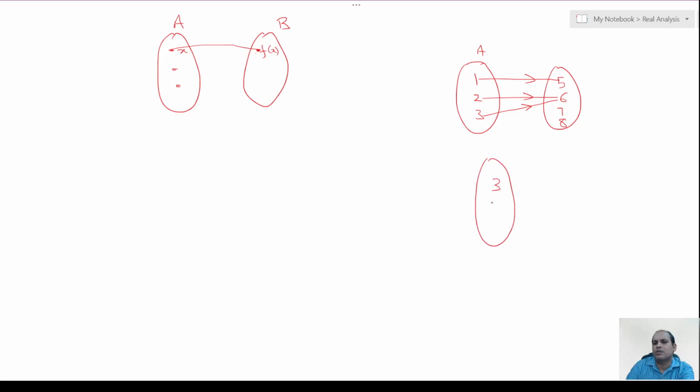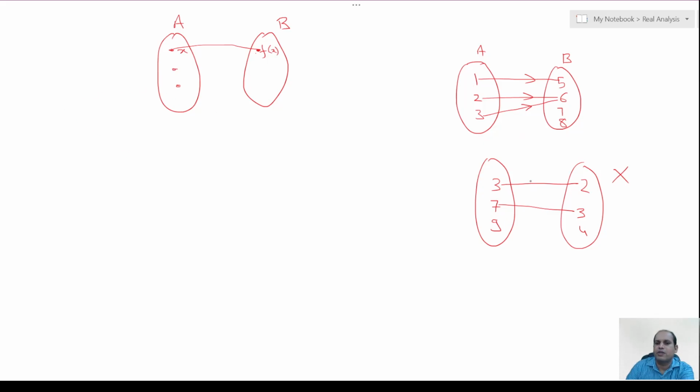If we have this example, say 3, 7 and 9, and in set B I have say 2, 3 and 4. Suppose 3 is mapped to 2, 7 is mapped to 3, and 9 is not mapped, then this will not be a function. First of all, every element of the domain has to be mapped, and the image of an element of set A has to be unique in set B. So these are the two basic requirements for the definition of function.